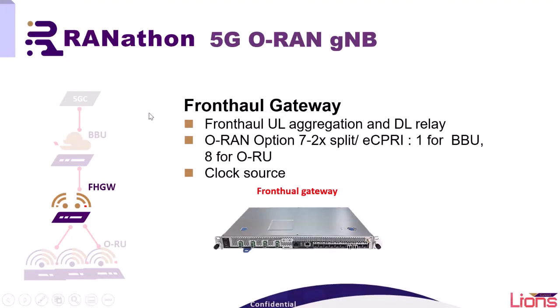The next element in RANathon gNodeB is Fronthaul Gateway. As UE density in private network applications is not as high as in public networks, Fronthaul Gateway, with fronthaul aggregation and relay function, can link multiple ORUs to a BBU and increase radio coverage of a BBU or a cell. The gateway also provides clock source to BBU and ORU for synchronization.